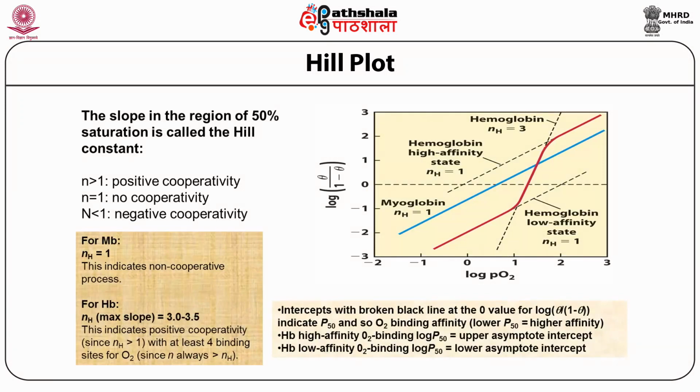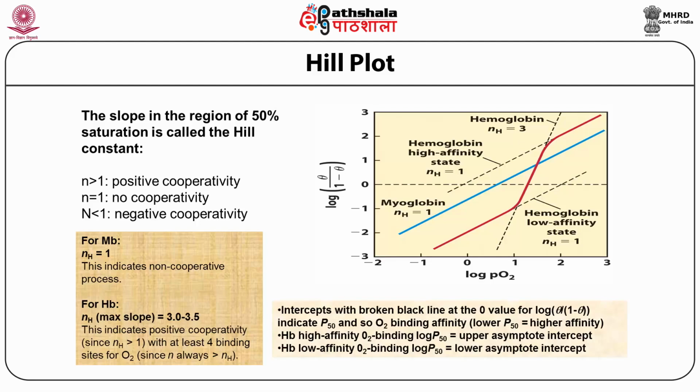Here we discuss the Hill plots. The slope of the region at 50% of saturation is called the Hill constant. Here log of theta divided by 1 minus theta is plotted versus the log of the partial pressure of oxygen, and you can see the different slopes depending on the number of binding sites. Myoglobin has NH equal to 1, the hemoglobin high affinity state 1, and the hemoglobin NH equals 3. So the slope at 50% of saturation is called the Hill constant, where N more than 1 means positive cooperativity, N equals 1 means no cooperativity, while N less than 1 means negative cooperativity.